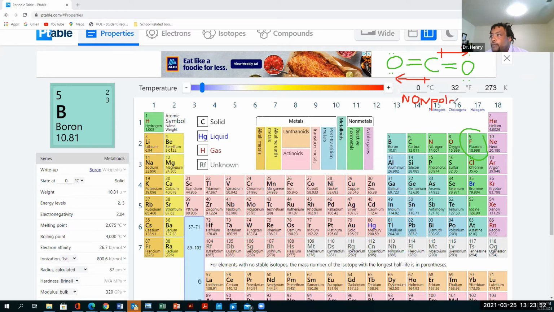Now, I never understood the difference between polar and nonpolar. Can you tell me the difference, please? Yeah, so that's what we're talking about right now. When we talk about polar, this is the molecular polarity.